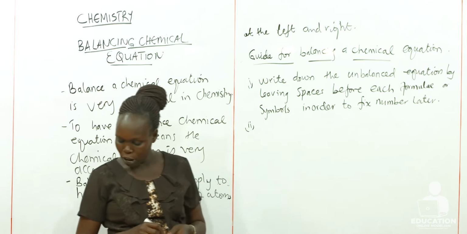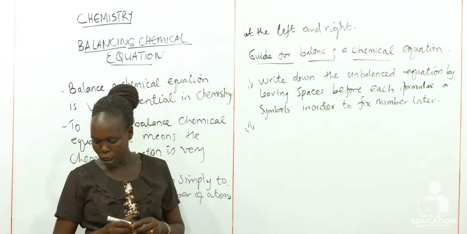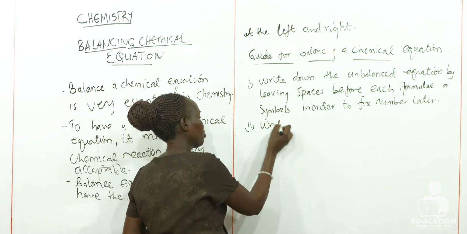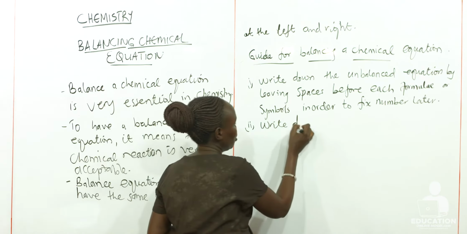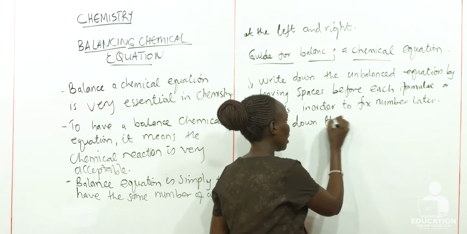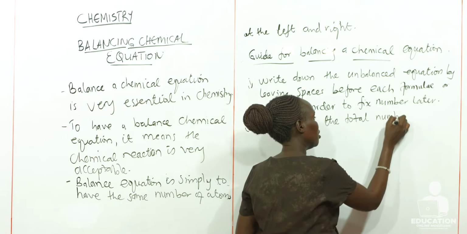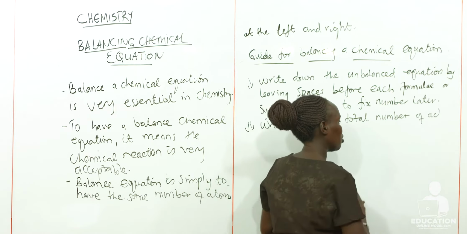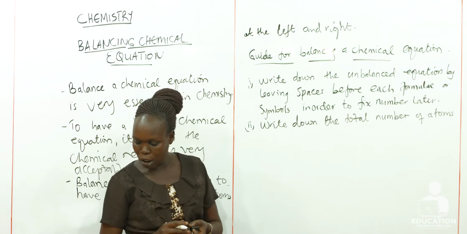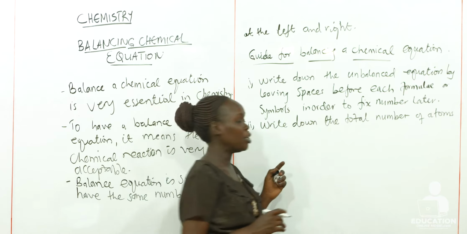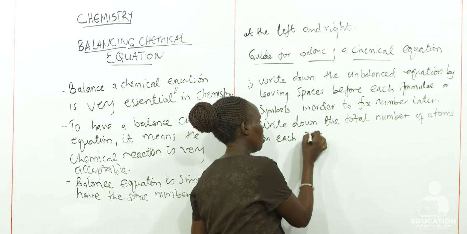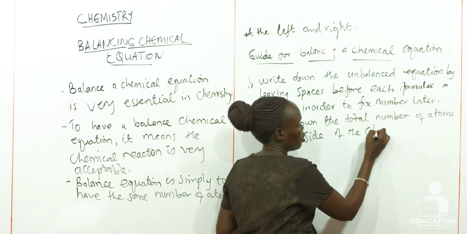So the second thing is to write down the total number of the different atoms on each side of the equation. So write down the total number of atoms on each side of the chemical equation.